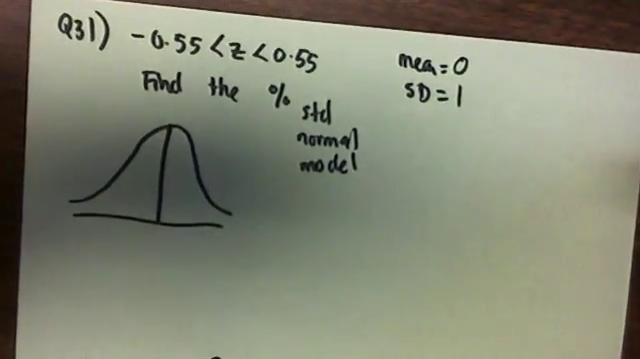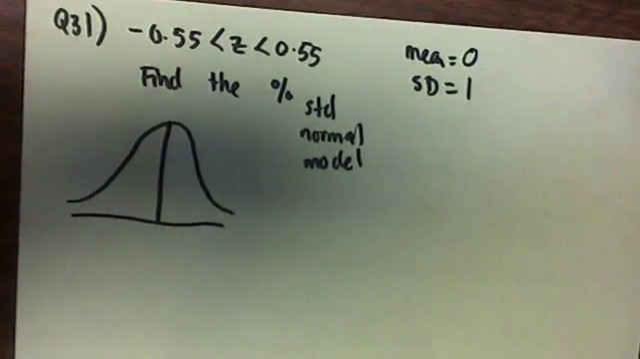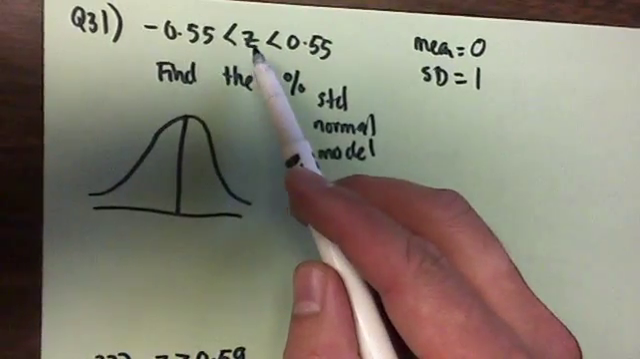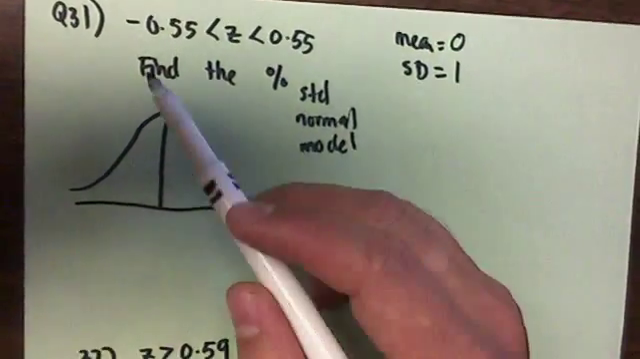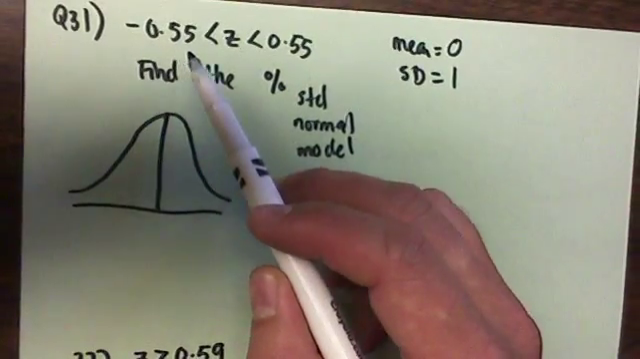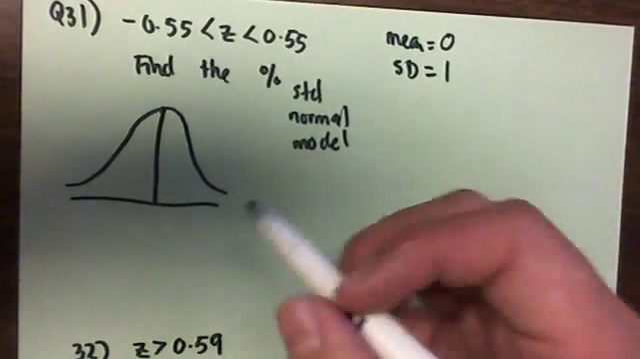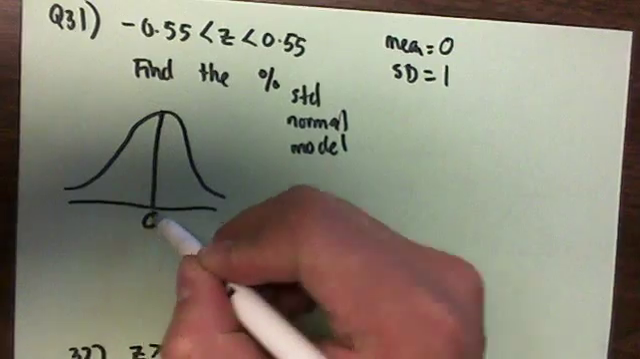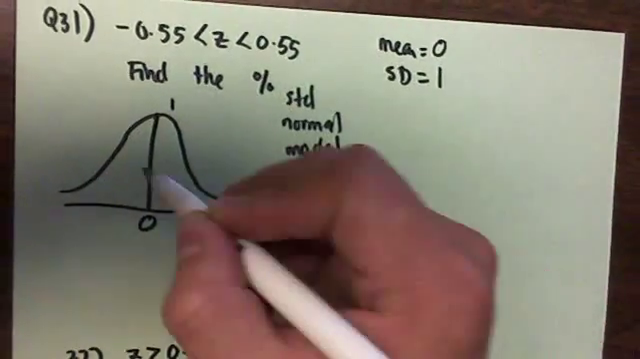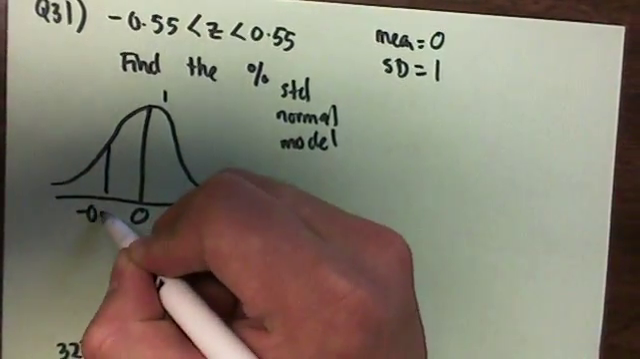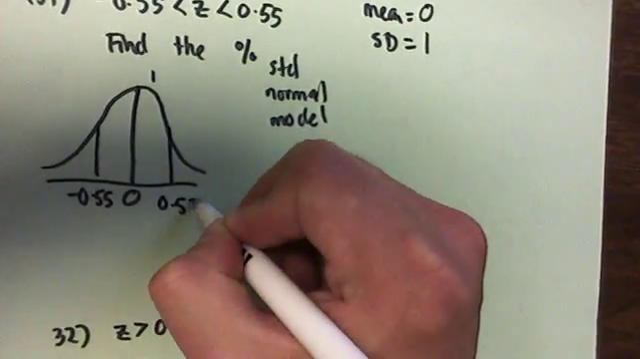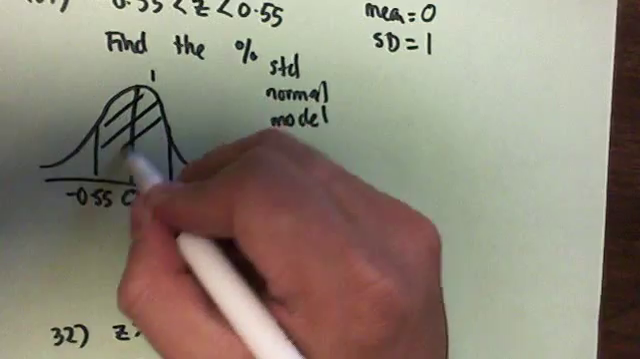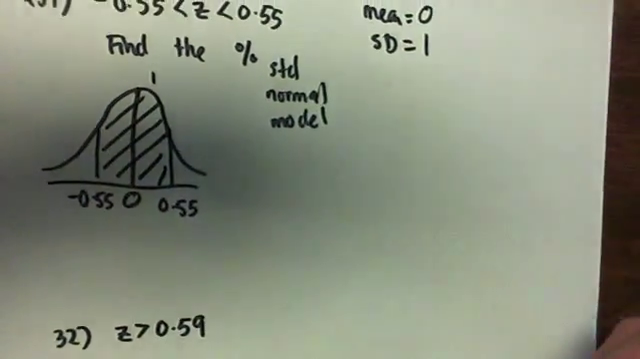So question 31 is asking us to find what is the z-score. Again, many a time you see a z, your mean is 0, your standard deviation is 1. It's between negative 0.55 and 0.55. So in this case, your mean is 0, your standard deviation is 1, negative 0.55 is over here, positive 0.55 is over there, and the question wants us to find in between these two regions.